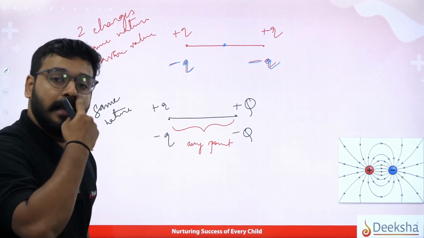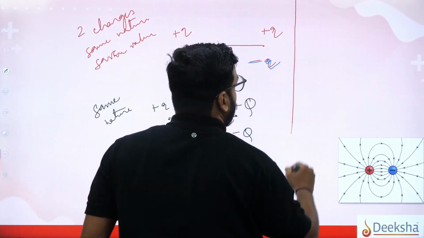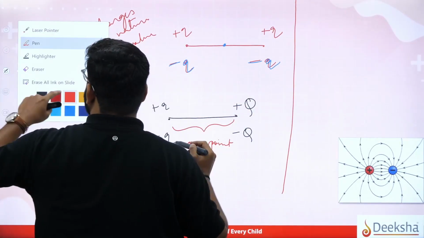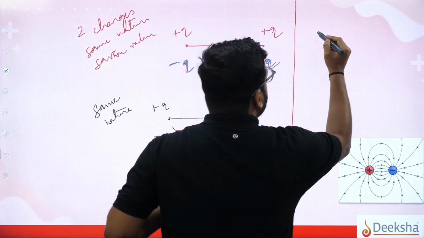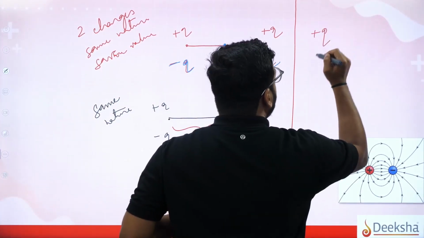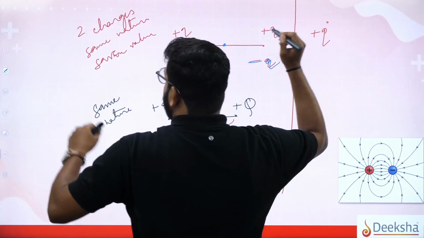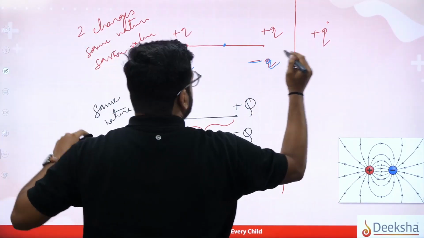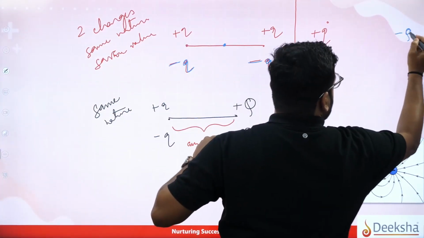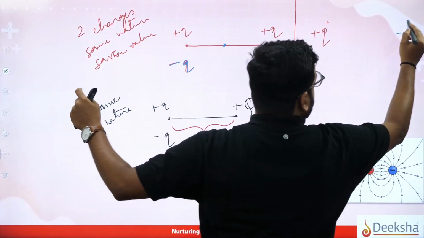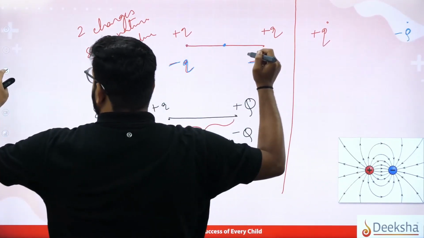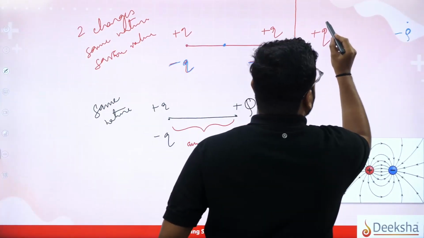Suppose the two are not of the same type. For example, let's see an example where they both are not of the same type. Like one is positive Q and the other is some negative Q. Let them be of different values as well.